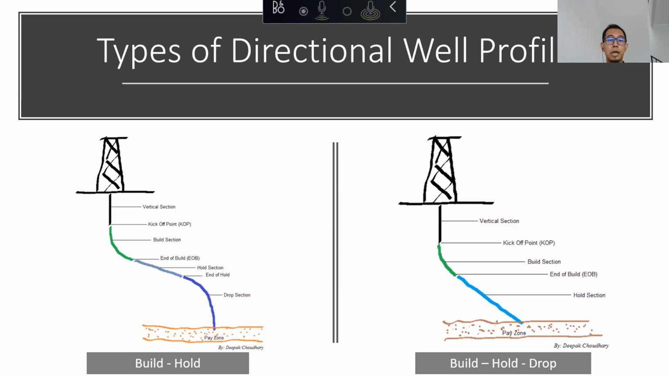intentionally. So in this course, I will discuss four types of common shapes or diagrams of a directional well. The first is build and hold. This is build and hold.